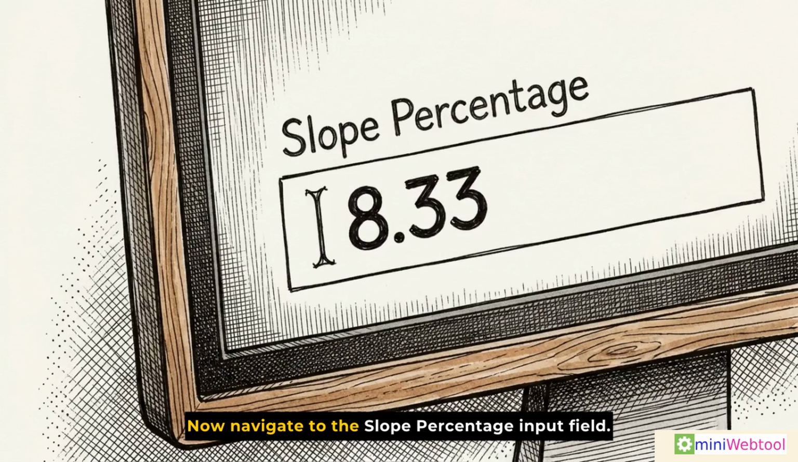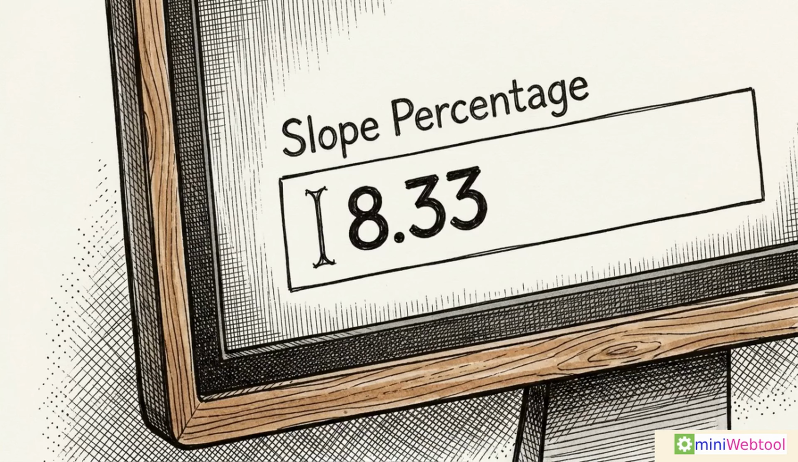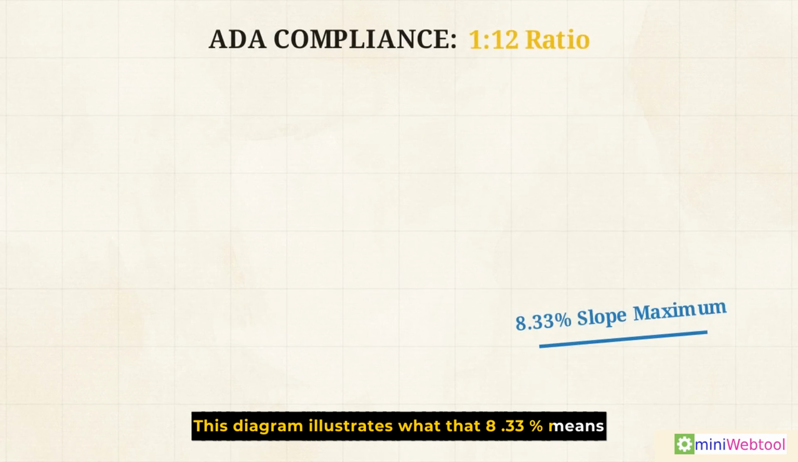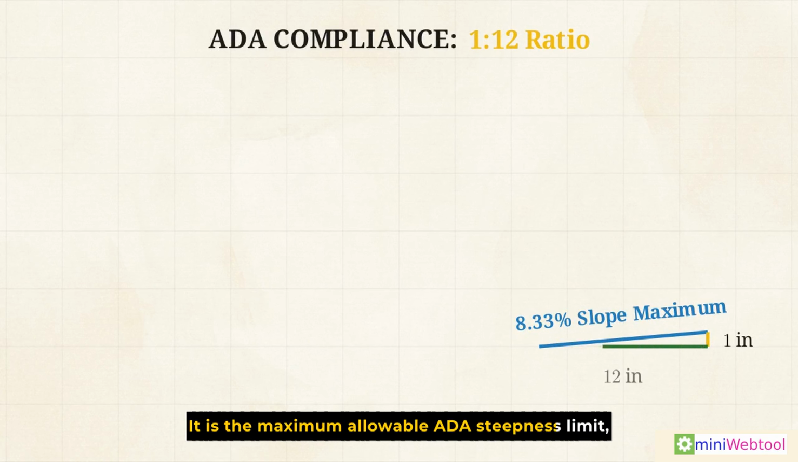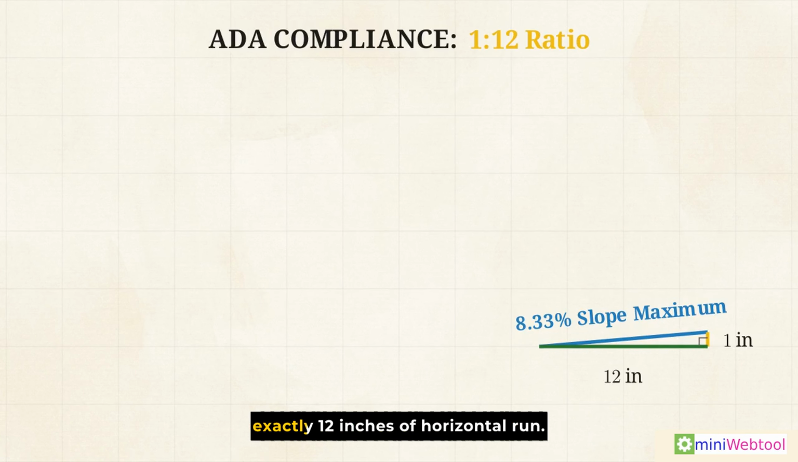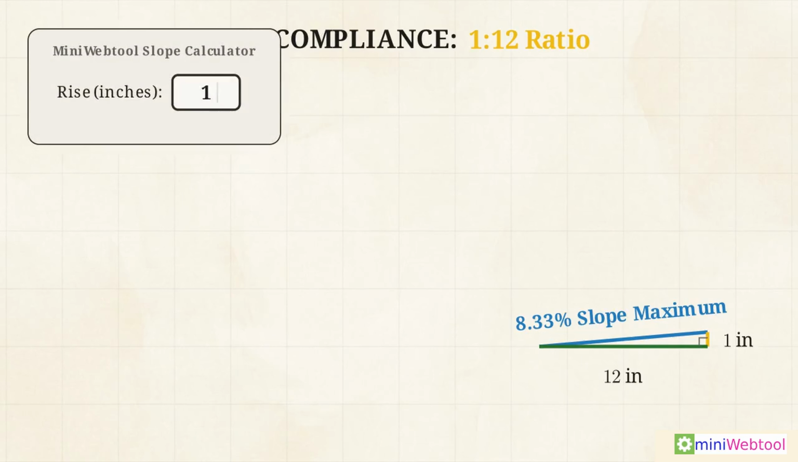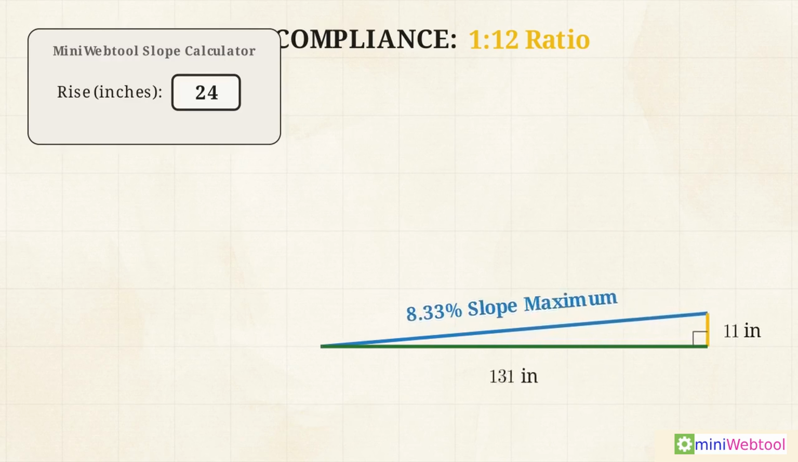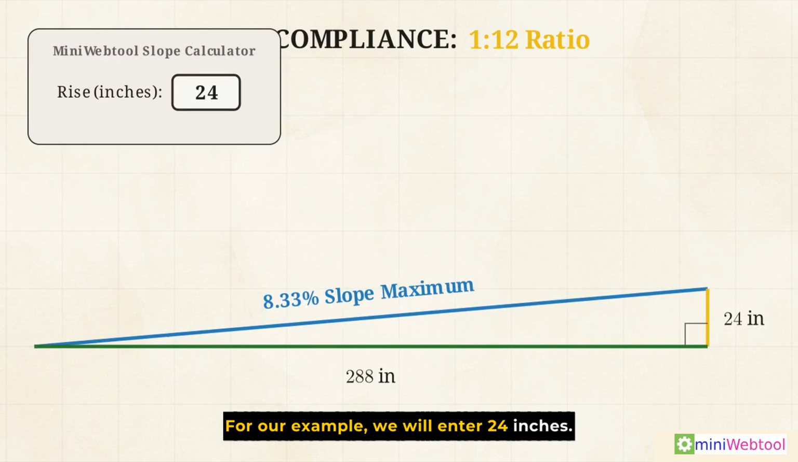Now navigate to the slope percentage input field. Type in 8.33%. This diagram illustrates what that 8.33% means in construction. It is the maximum allowable ADA steepness limit, meaning exactly 1 inch of vertical rise requires exactly 12 inches of horizontal run. With that limit set, drop down to the Rise input field. Type in your exact custom porch height. For our example, we will enter 24 inches.